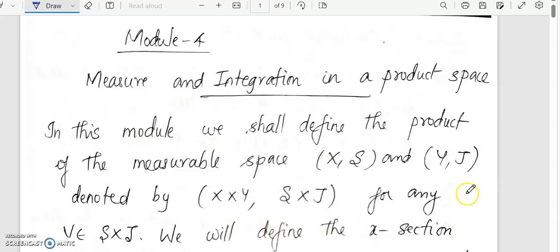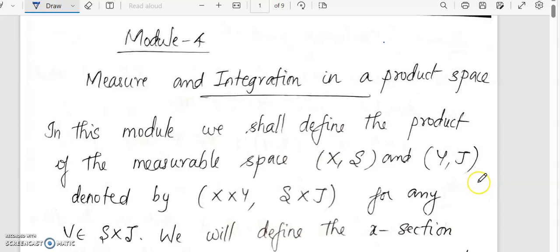First we defined what a measure is and what a measurable function is. Using that we defined what integration is. Integration for simple functions and bounded functions was defined. For non-negative functions and for general functions we defined the concept of integration. Now we will look at the notion of double integration.